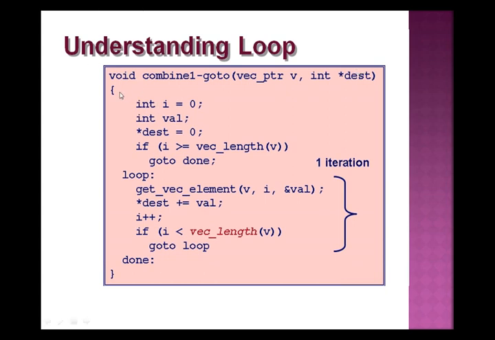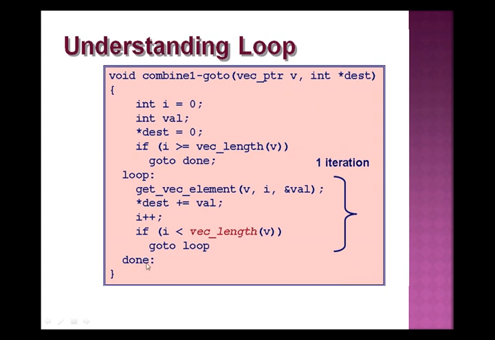Curly brace open, start. Initializing i equals 0, that is storing the value 0 in i. Then int val, another variable, and initialize the pointer to 0. Then the if condition: if i is greater than or equal to vec_length(v), where v is the variable of type vec_ptr, then go to done.